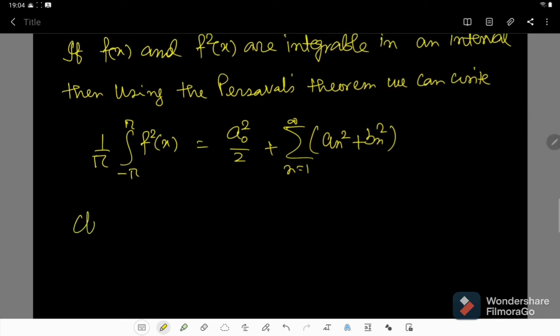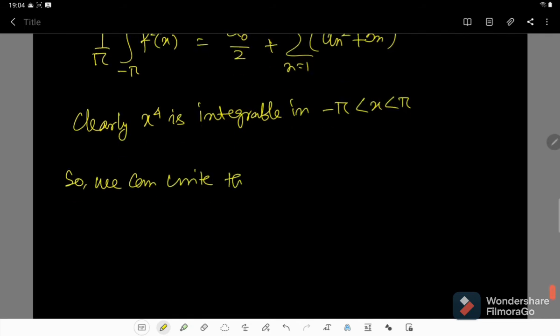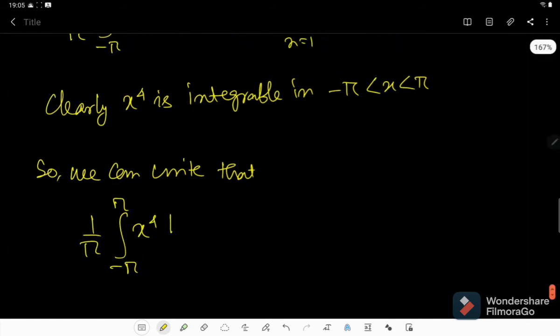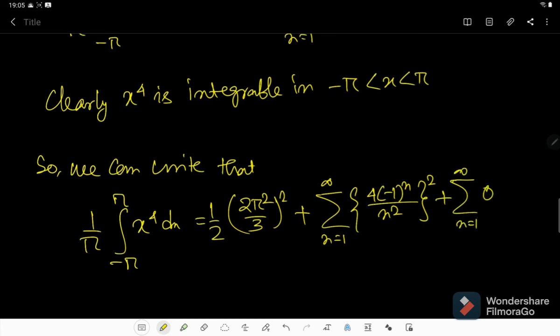Here clearly x to the power 4 is integrable in this region, in this interval, so we can write that 1 by pi, integral from minus pi to pi of x to the power 4 dx, is equal to a0 square by 2, and a0 was 2 pi square by 3, so its whole square divided by 2, plus the sum for n equal to 1 to infinity. a_n was 4 into minus 1 to the power n by n square, and bn was 0, so we don't need to do anything here, it would be 0.